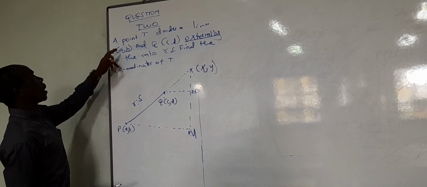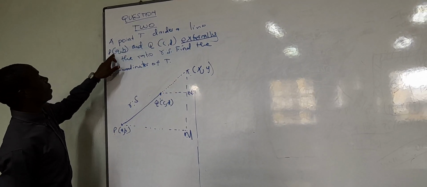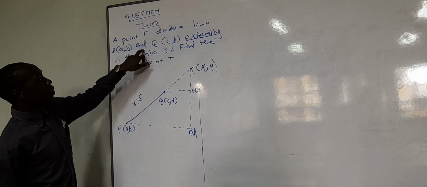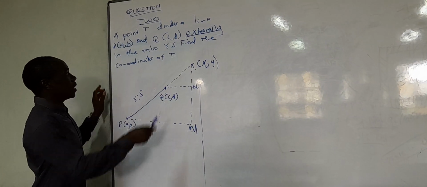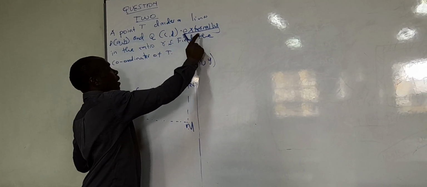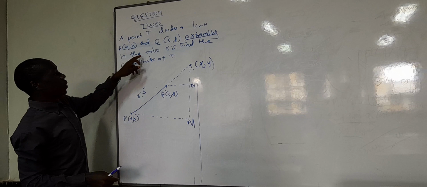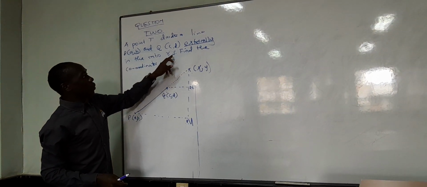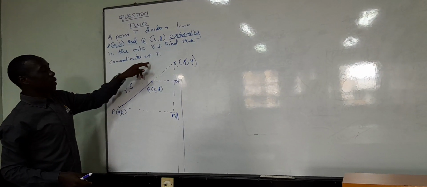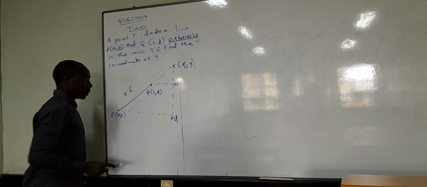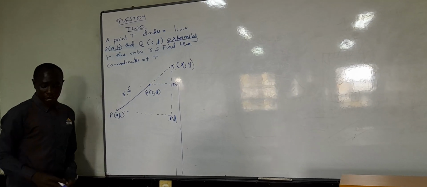The question says a point T divides a line P(A, B) and Q(C, D) externally. And of course, you can see I've underlined the word externally, in the ratio R to S. Find the coordinates of T. So T is the point that divides the line externally.